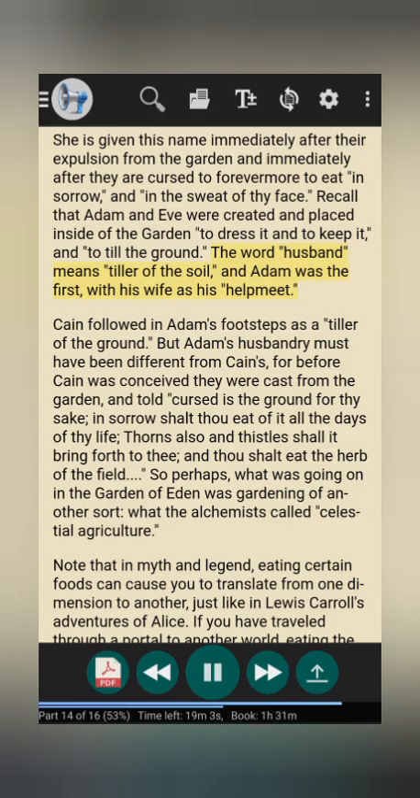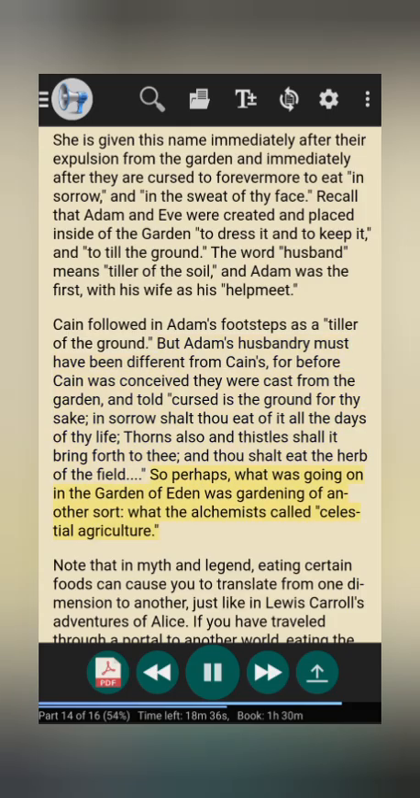The word husband means tiller of the soil, and Adam was the first, with his wife as his helpmeet. Cain followed in Adam's footsteps as a, quote, tiller of the ground, but Adam's husbandry must have been different from Cain's, for before Cain was conceived they were cast from the garden and told, cursed is the ground for thy sake, in sorrow shalt thou eat of it all the days of thy life. Thorns also and thistles shall it bring forth to thee, and thou shalt eat the herb of the field.